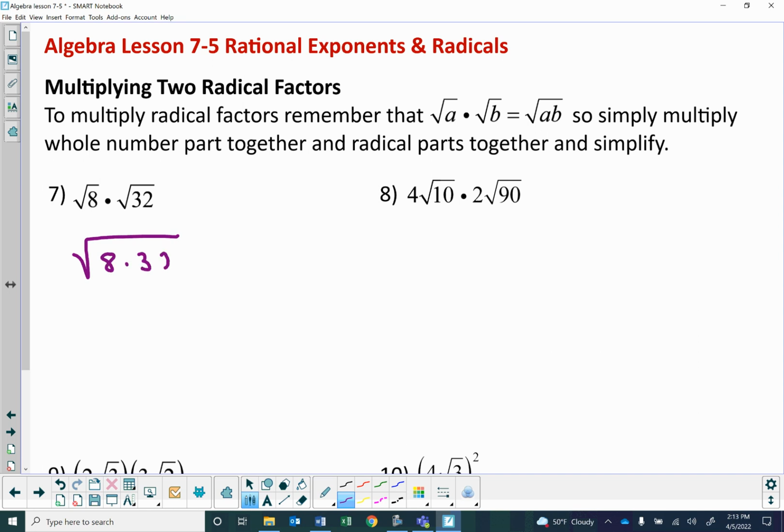Now I could multiply those together, but since I need to simplify this, if I multiply them together, it's going to make a bigger number that I have to simplify, and I'm going to have to undo the multiplication that I just did. So I just tell myself that I'm going to multiply it together, and then I just break it down. 8 is 2 times 4. 4 is 2 times 2. 32 is 4 times 8. 4 is 2 times 2. 8 is 2 times 4. And this 4 is 2 times 2. I have a lot of 2's here, don't I? Okay.